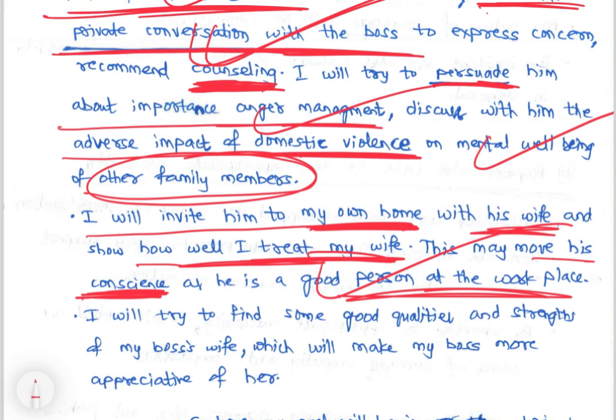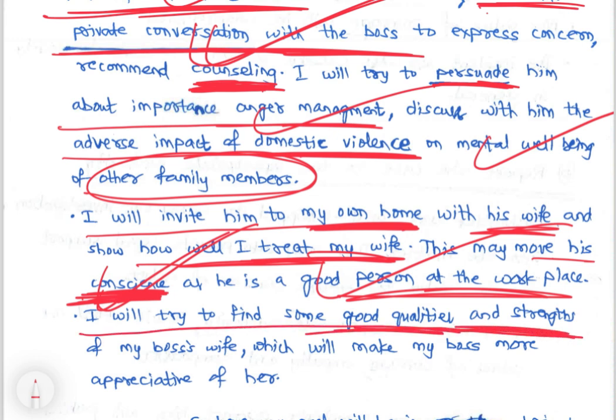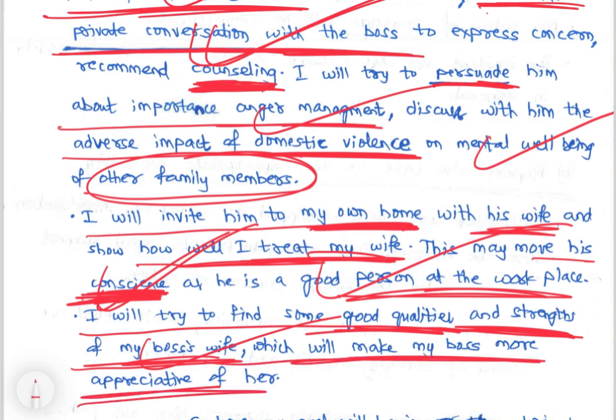हो सकता है कि भाई एट द एंगर मैनेजमेंट या कुछ चीज आउट ऑफ कंट्रोल गए तो वो डोमेस्टिक वायलेंस कर रहा है. ठीक है, बट वी कैन ट्राई दिस. वो उसको कॉन्साइंस को करे तो he can change his behavior. I will try to find some good qualities and strengths in my boss's wife which will make my boss more appreciative of her. Right? Okay.